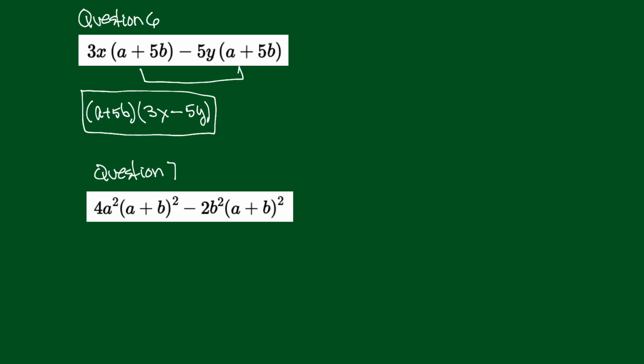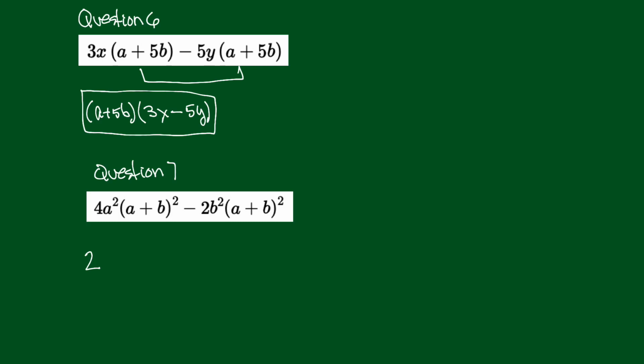Now notice what's common here. What about 4 and 2? There's a 2 common, so let's take out that 2. And what about a's and b's? I've got a squared and b squared, right? There's no a squareds in both. There's a's over here, but not over here. There's b's over here, but not over here. So I think the best we're going to be able to do is take out that 2.